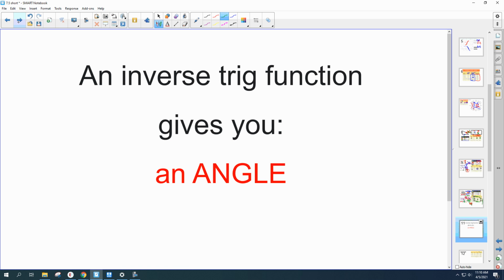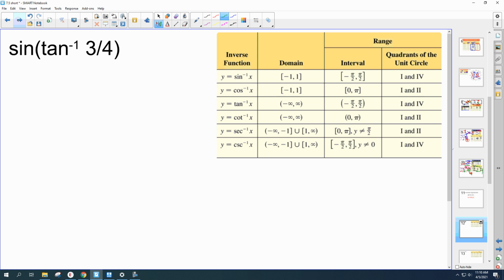So again, an inverse trig function is an angle. If you don't learn anything else today, learn that. An inverse trig function is an angle. Because we get to these problems and people kind of flip out because they think it's super hard. And if you don't understand that an inverse trig function is an angle, this is going to be next to impossible. But if you understand that, these are kind of fun, I think.